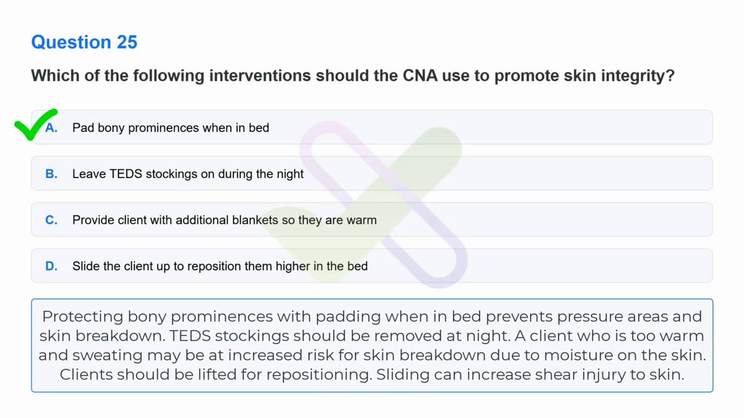Correct answer, A. Pad bony prominences when in bed. Protecting bony prominences with padding when in bed prevents pressure areas and skin breakdown. TED stockings should be removed at night. A client who is too warm and sweating may be at increased risk for skin breakdown due to moisture on the skin. Clients should be lifted for repositioning. Sliding can increase shear injury to skin.